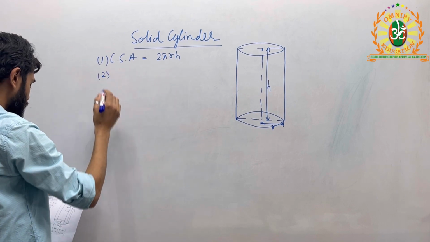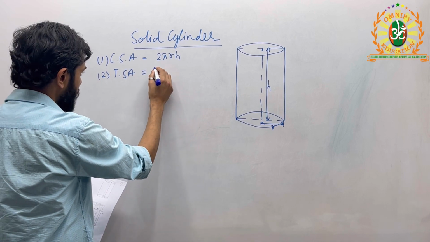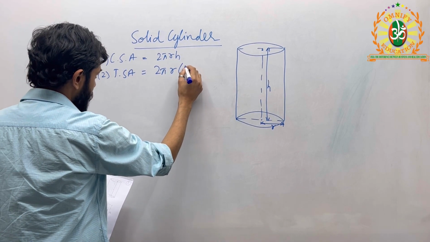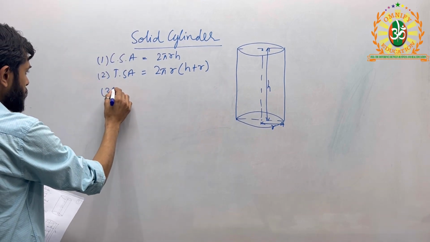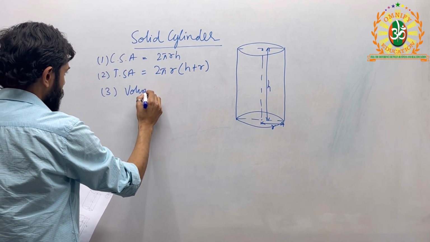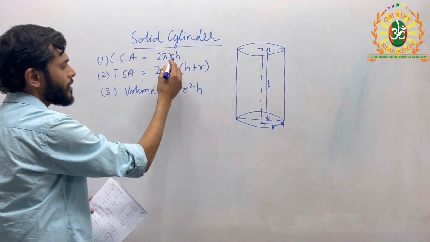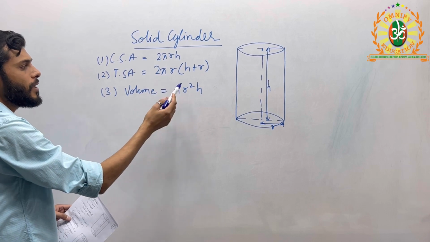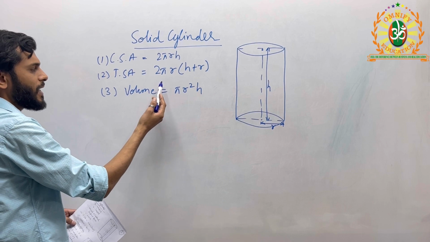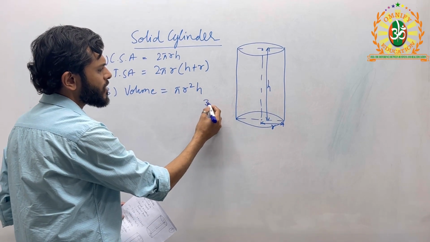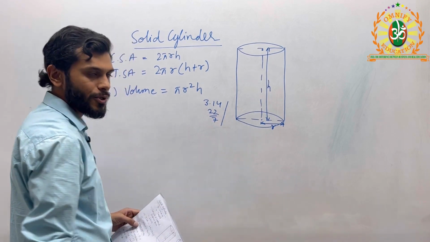Now coming to the second point, the total surface area. The total surface area would be 2 pi r (h plus r). And third, volume. The volume would be pi r square h, where in all three of them r is the radius and h is the height, and the value of pi you can take as 3.14 or 22/7 as given in the question.